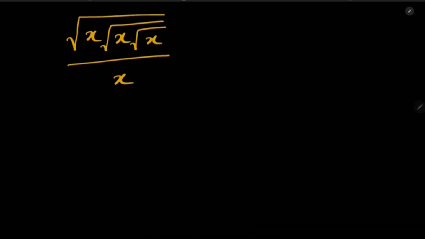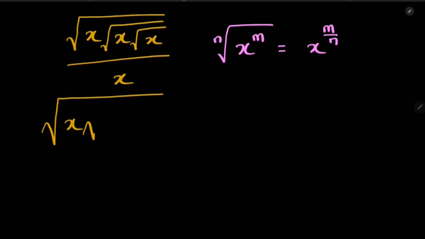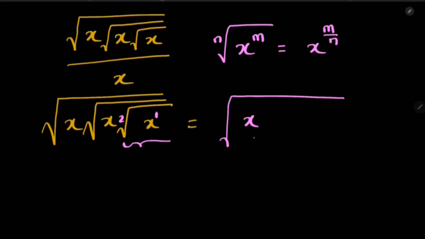Let us solve this equation. As we know a formula, x to the power m with nth root can be written as x to the power m by n. Now we can write this as square root of x, square root of x, square root of x is equal to, this is x to the power 1 with second root. Then we can write this as square root of x, square root of x multiply with x to the power 1 by 2.